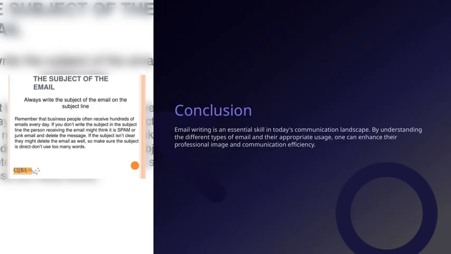Additionally, mastering effective email communication helps us become more efficient. It ensures our messages are clear, concise, and purpose-driven, saving time for everyone involved. Ultimately, strong email skills not only improve our individual professionalism, but also contribute to more effective overall communication within any organization. This is a key takeaway from today's presentation. The better we get at writing emails, the more confident and capable we become in our professional interactions.